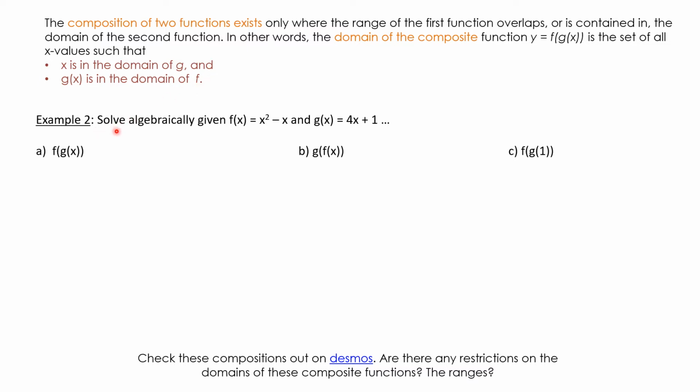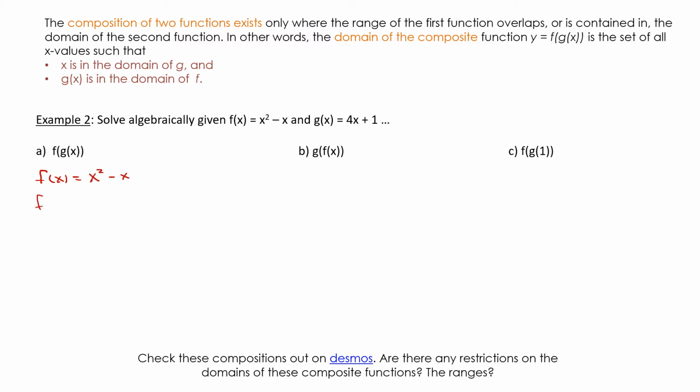So let's talk about that. We're going to solve algebraically. We've got an f at x, we've got a g at x. We've got equations this time. Great. I don't have to rely on a table. I don't have to rely on discrete data and just try to find numbers that match up. So first of all, I'm going to write f at g at x. Let's start with f at x here. F at x, looking at the equation that I was given, is x squared minus x.